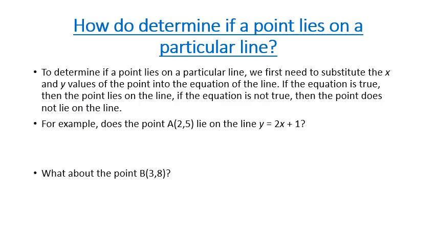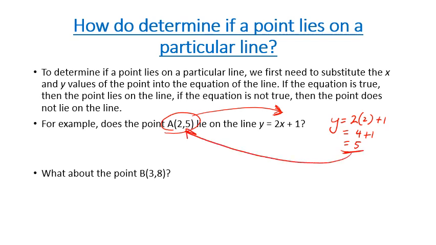So a few skills we need to know for this unit is how to determine if a point lies on a particular line. Basically we substitute the y and the x values of that point into the equation just to check if the equation is true. For example, if we're looking at the point A, which is 2, 5, and we want to see if it lies on the line y equals 2x plus 1, we simply put our x and our y values in. So if we put our x value in, we have y equals 2 lots of 2 plus 1. 2 lots of 2 is 4 plus 1. That's going to be 5. Since this value matches the y value of our point, then we say, yes, the point 2, 5 does lie on the line y equals 2x plus 1.